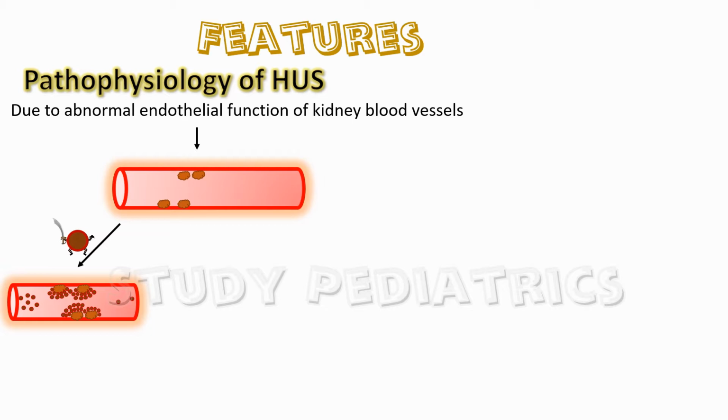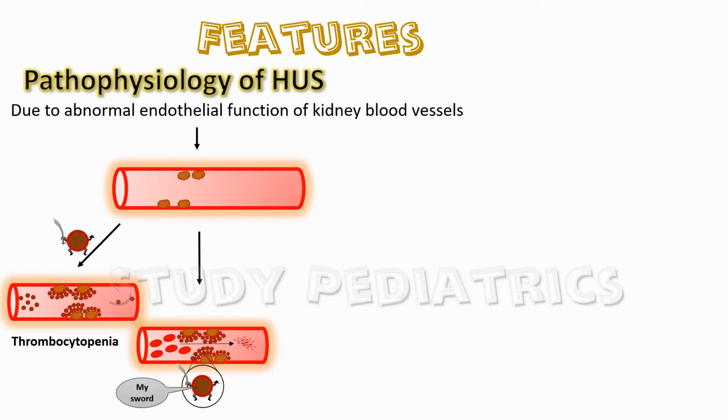This activity may occur at massive scale, leading to consumption of platelets in large amount, hence causing thrombocytopenia. These platelets, along with thrombi, narrow the blood vessels. Moreover, the surface of platelets acts like a sword to the RBCs flowing through this narrow channel, hence resulting in breakdown. Excess breakdown of RBC inside the vessels leads to microangiopathic hemolytic anemia.